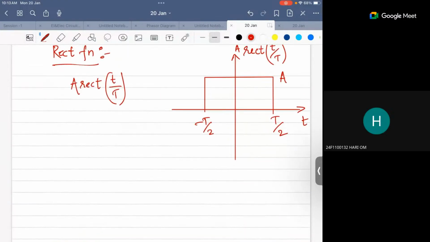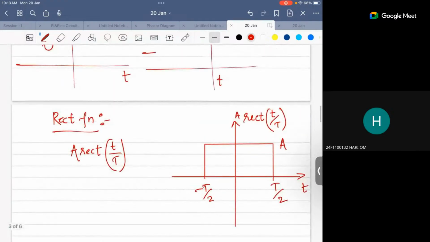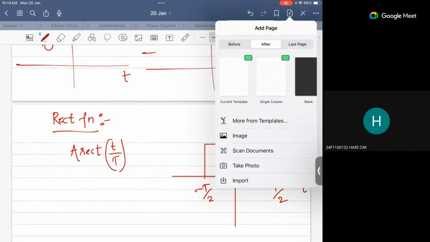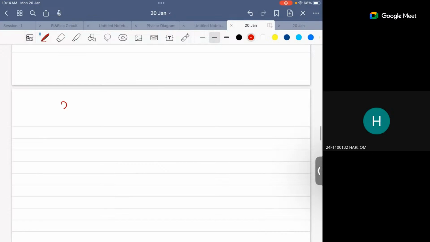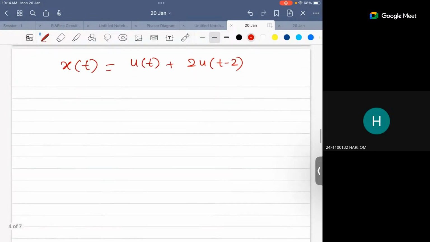Now we come across the rect function. This is an important function that we'll keep on dealing with again and again. Before that, I'll try to give you an idea about something else also. For example, you have been given a function x(t) equals u(t) plus 2 u(t minus 2). How will you represent this? So you have u(t) and then you have 2 times u(t minus 2).